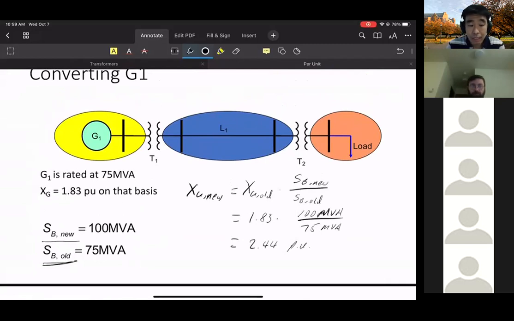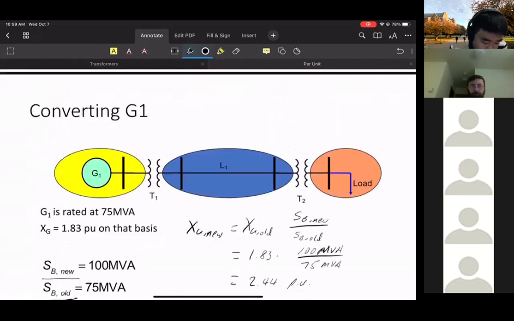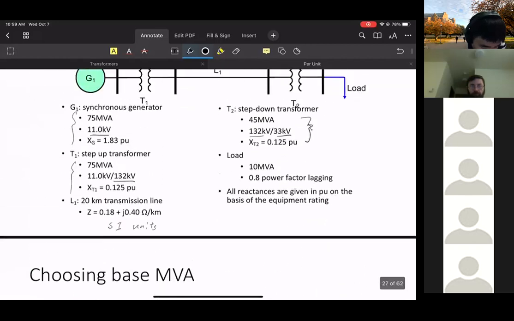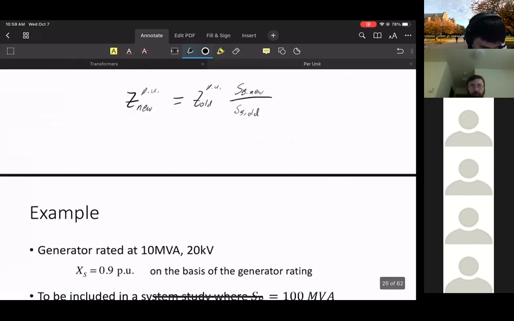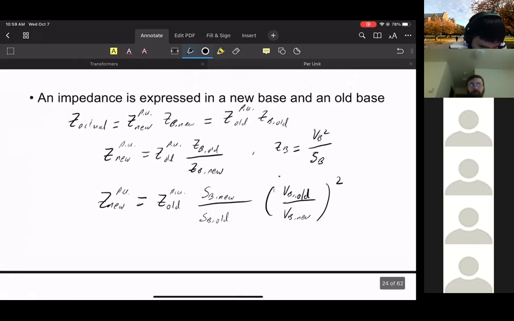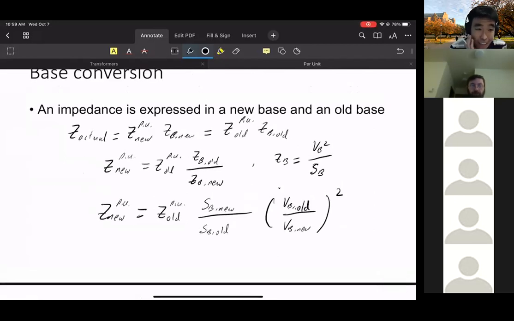Hi, Professor. Why is X equal to X old times S base new over S base old? Can you go back to the slides talking about that? Okay, so we derived this equation. This is the equation we had, right? But what about the VB old over VB new term? Oh, okay. What happened to that?